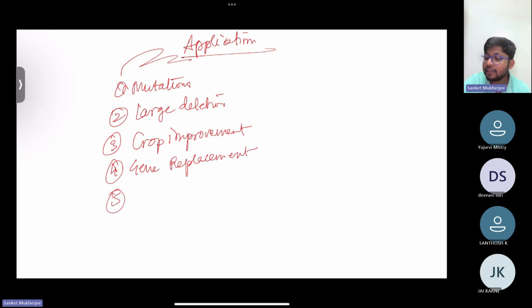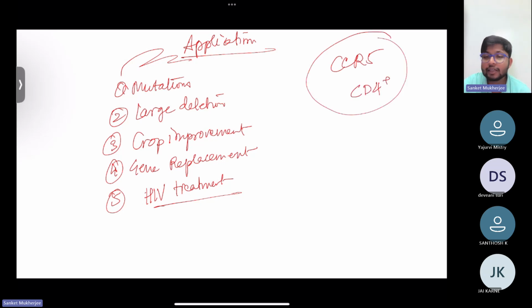Then there is HIV treatment. You already know that in case of HIV, there are two major receptors, CCR5 and CD4. These two main receptors are used by the T cells to internalize the HIV virus. If these two receptors can be disrupted, then HIV internalization will be disrupted. So HIV treatment could also be one of the applications.